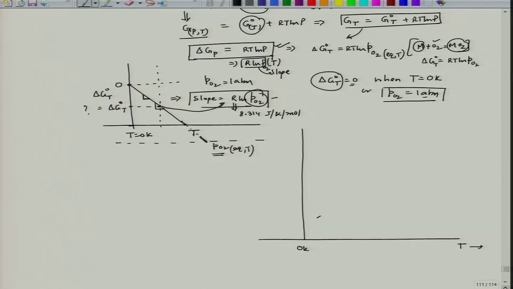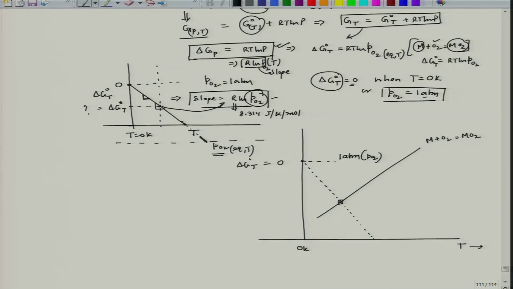Now, let us say I take metal plus O2 going to metal oxide. This reaction, at this point, is the 0 point equal to delta G0. Now, if I try to find out the equilibrium partial pressure of oxygen at this point, I just draw this straight line connecting this with the 0 point, which is indicative of 1 atmosphere pressure of PO2.